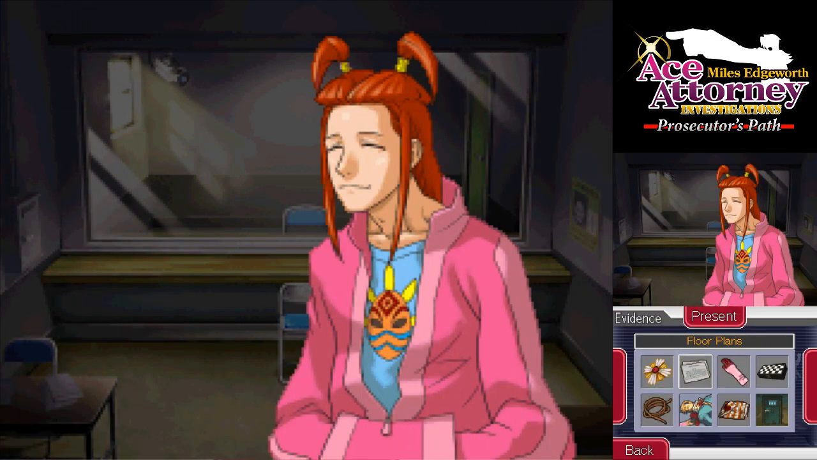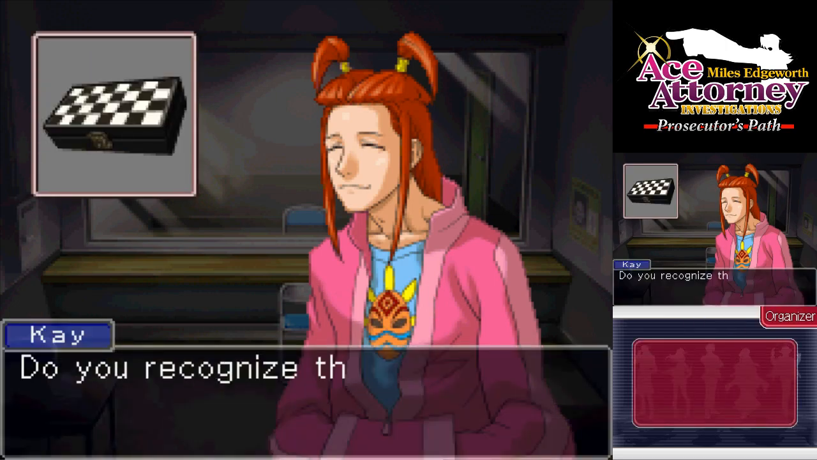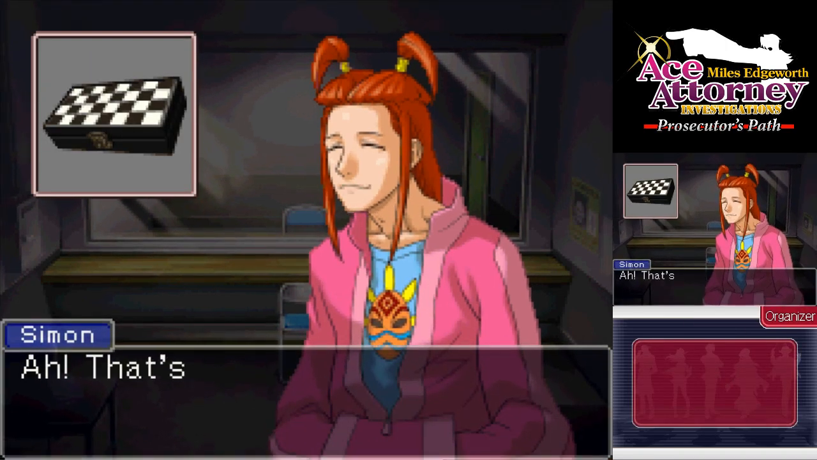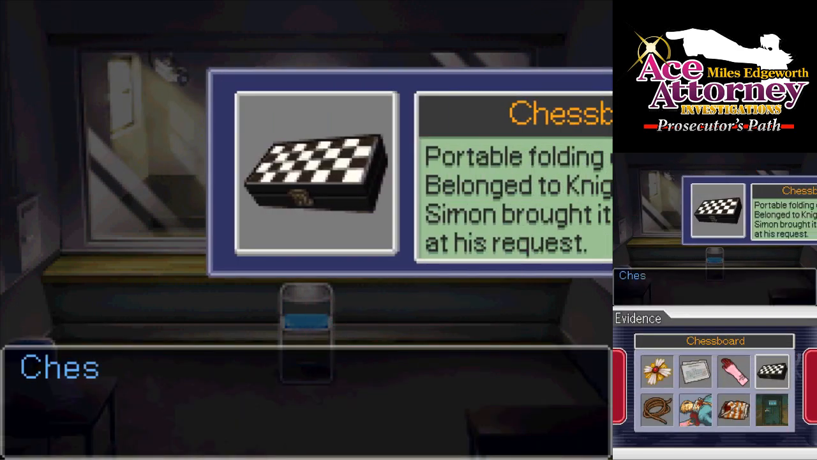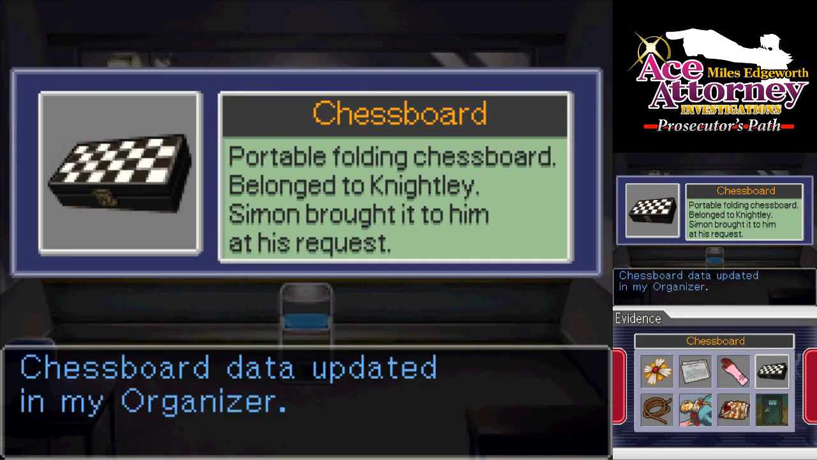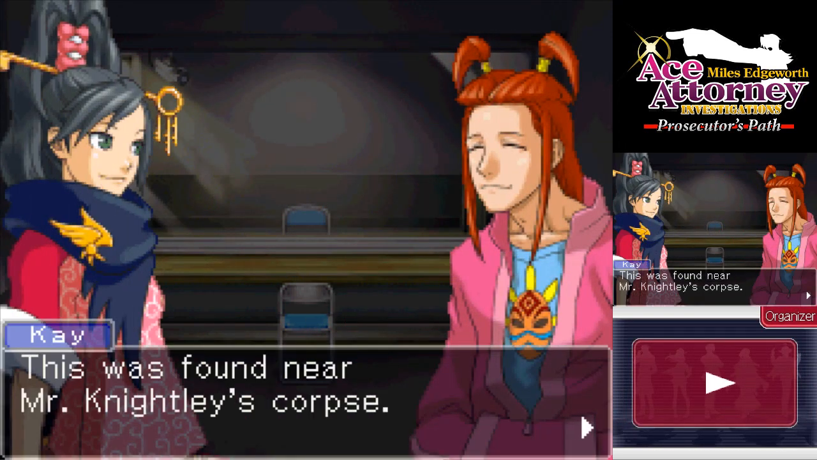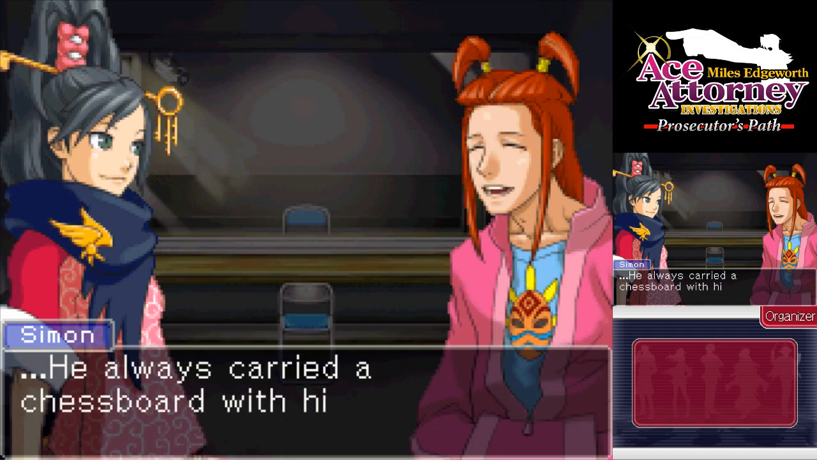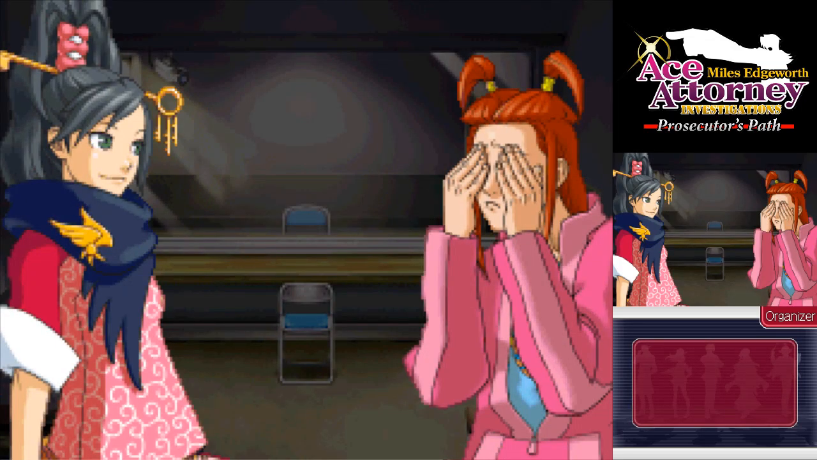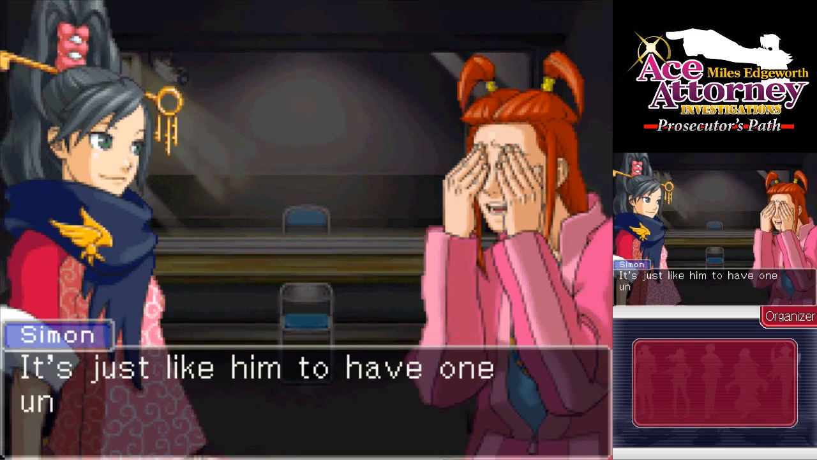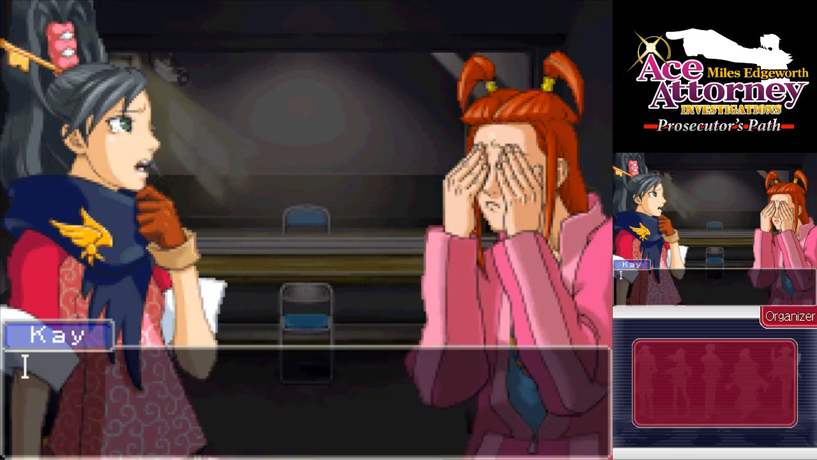Do you recognize this chessboard? That's Knightley's. Just as I thought. Chessboard data updated in my organizer. This was found near Mr. Knightley's corpse. He always carried a chessboard with him, dudes. It's just like him to have one until his last breath.